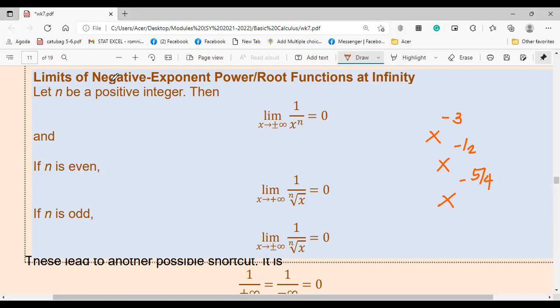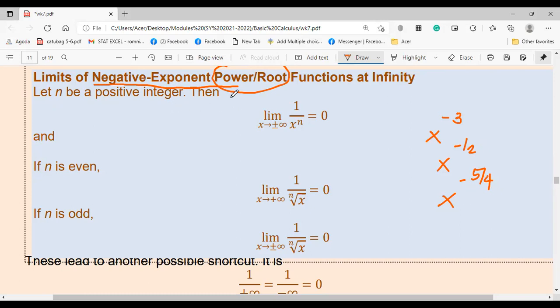Yun kasi yung sinabi niya. For as long as negative yung exponent. So there is what we call a power or root functions. Ano ibig sabihin yan? A root function. Class, root function is also considered to be a radical function in some references. Okay? So here, there is a condition that let n be a positive integer.